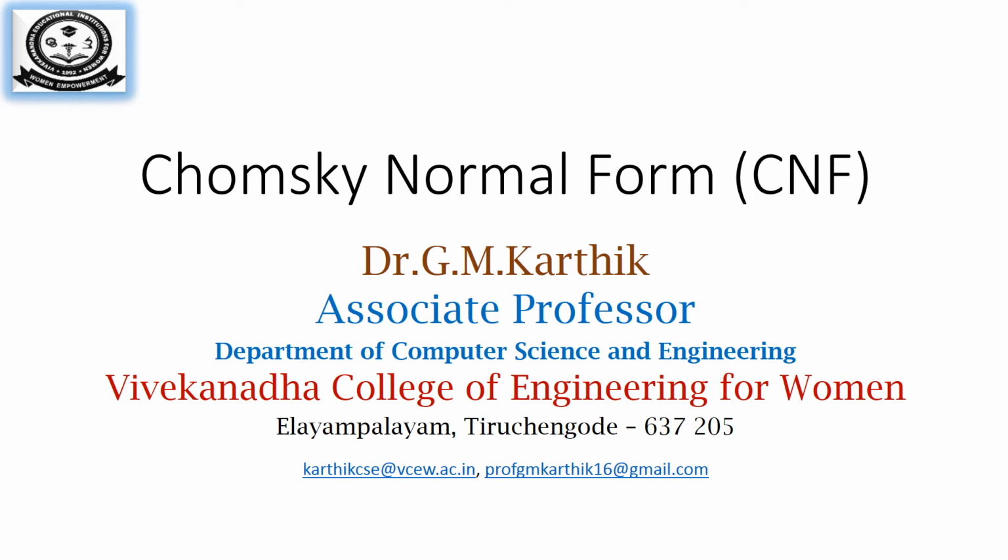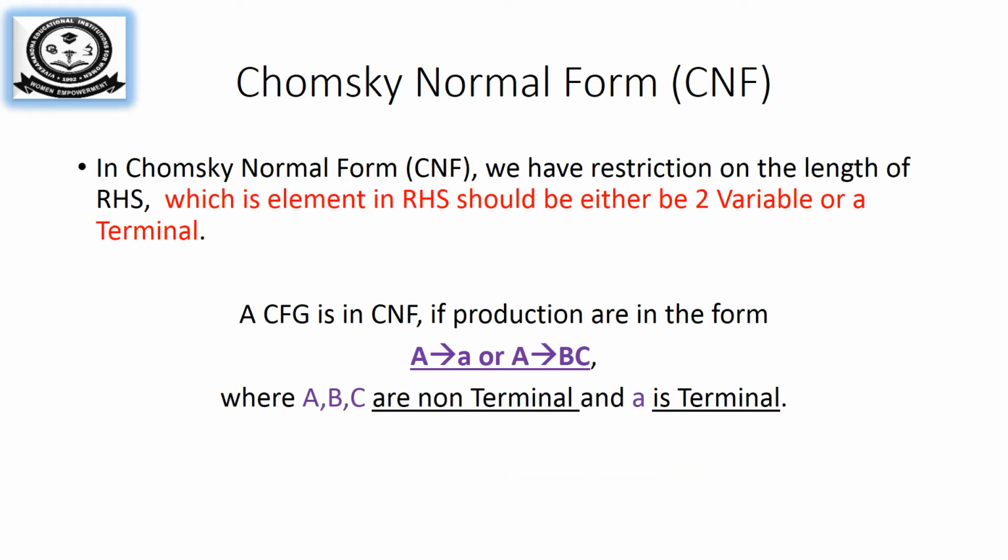Today we will be seeing about Chomsky normal form, which is shortly referred to as CNF. So what is Chomsky normal form? It is nothing but a restriction on the length of the right hand side of the production. If you have any production, the right hand side has some restriction. What is the restriction? It can have either two non-terminal symbols or a single terminal symbol.